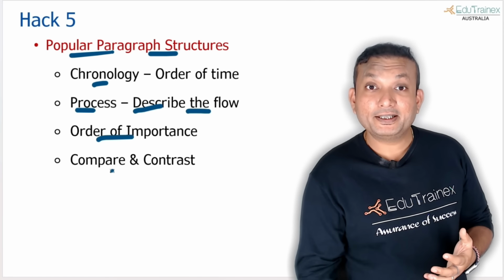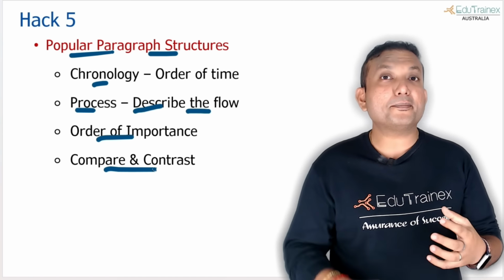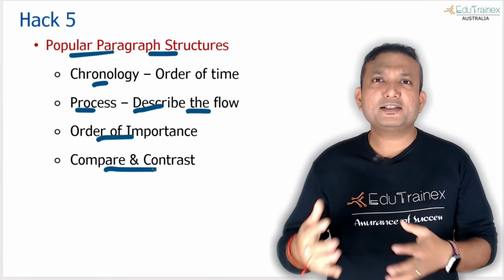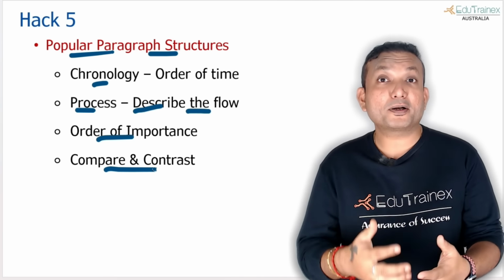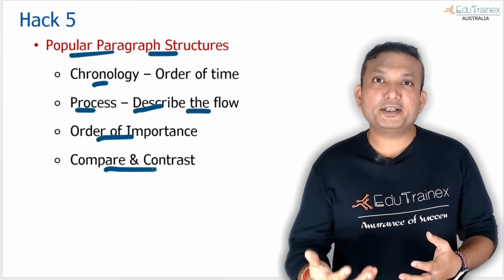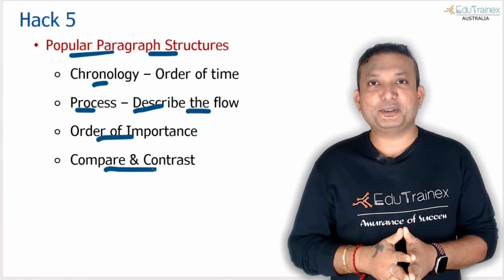And the last one is the second most popular type of paragraph that you see, comparison and contrast. It will start talking about two things, maybe whales and fishes, and then it will do some comparison, and in the end it will talk contrastingly. On the other hand, on the opposite side, it will provide some contrasting information.